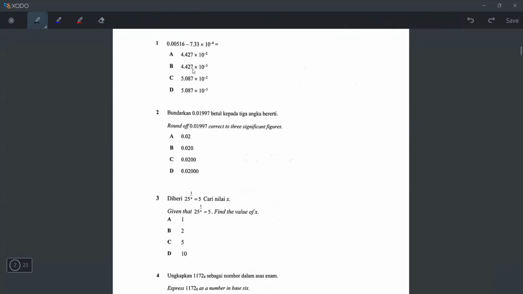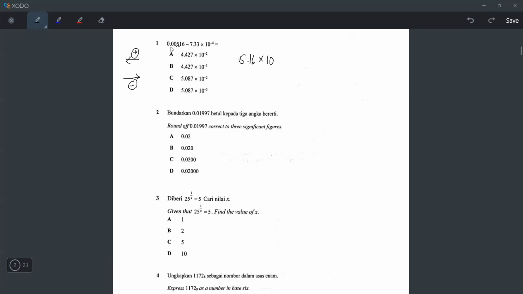Okay, I'll show you how I would do it. For this question, I would change this to standard form. So what I will do is, I will move the decimal point so that it's here. It becomes 5.16. So I will write 5.16 times 10 power. You need to remember this: if it goes left, the power has to plus. If it goes right, the power has to minus.